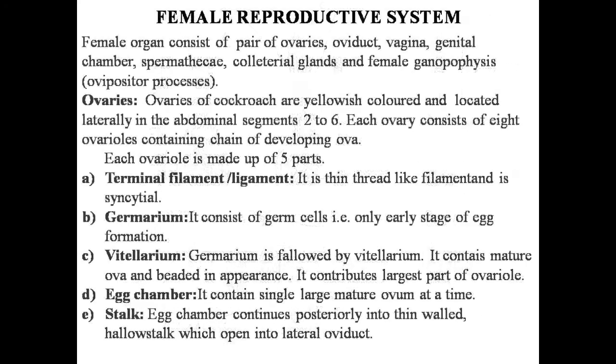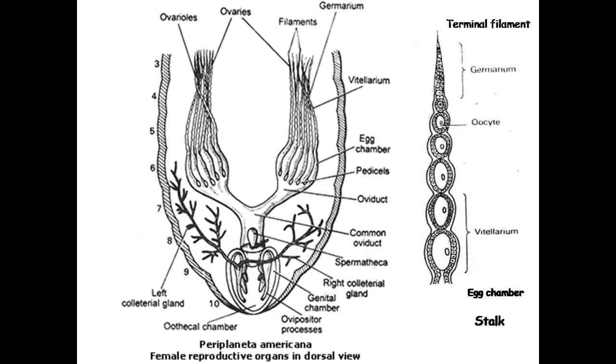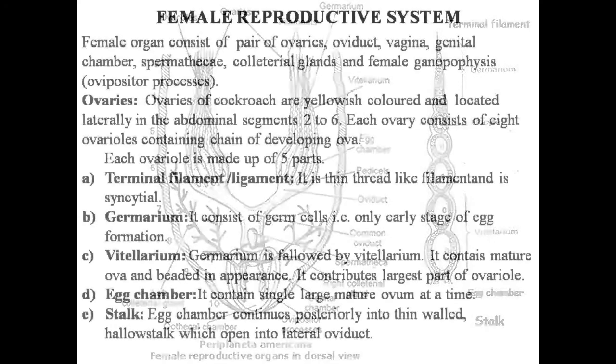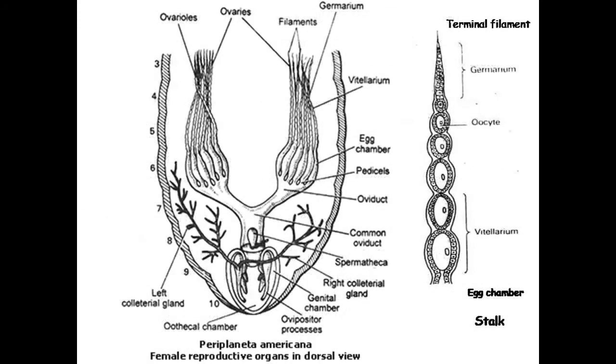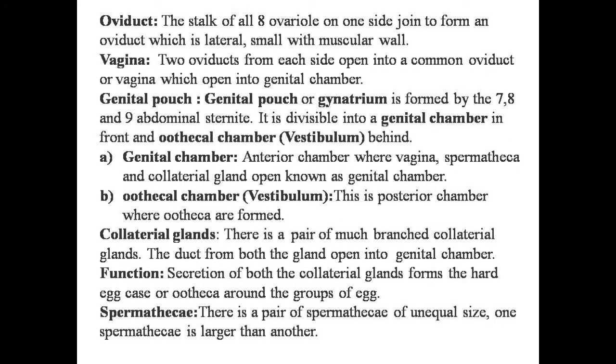The third part is the vitellarium, where all the stages of the development of the eggs are present. Next to it is the egg chamber where the mature egg resides, and the last part is the stalk. Next to this is the oviduct. The stalks of all the 8 ovarioles on one side unite to form the oviduct, and these both oviducts unite to form the common oviduct, which we call the vagina.